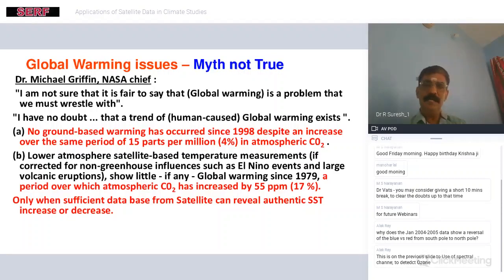Now, so far I have been discussing global warming as true. Only one slide I am keeping open, saying it's a myth. I will come to why. This is not necessary for our classroom lecture, but even then, it shows how the satellite is going to address the problem. That is my idea, which is why I am keeping this set of slides. NASA's ex-chief Michael Griffin made statements that have been copy-pasted from whatever was available on the internet in those days.